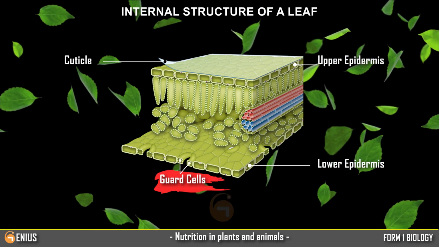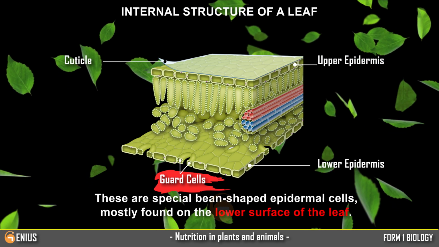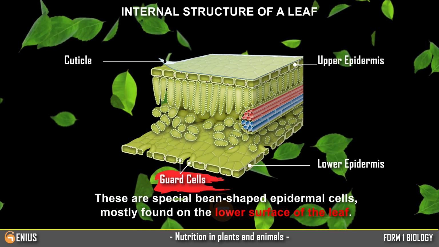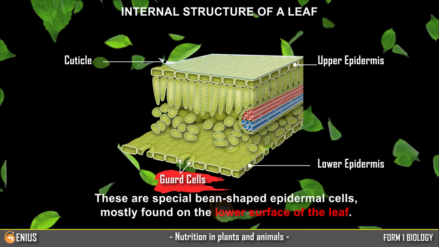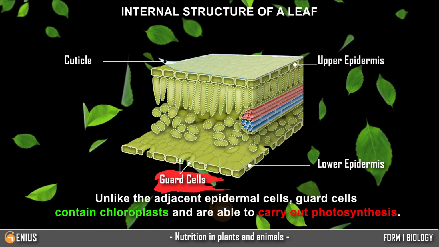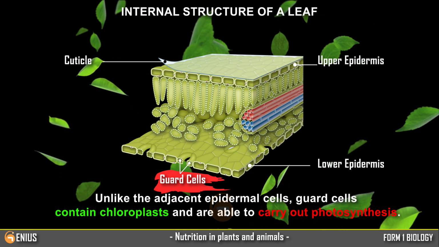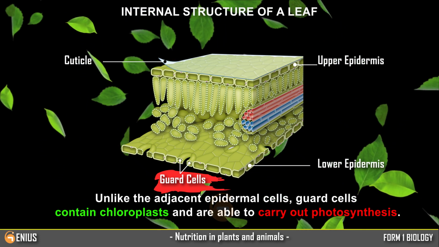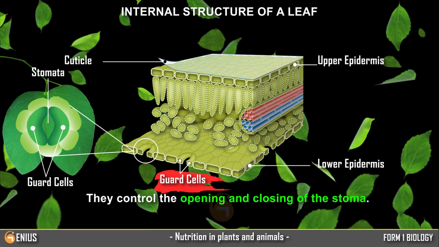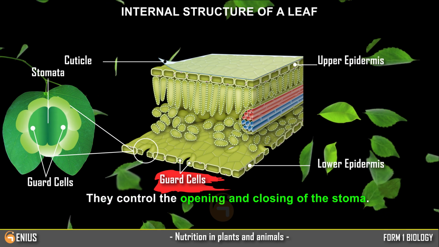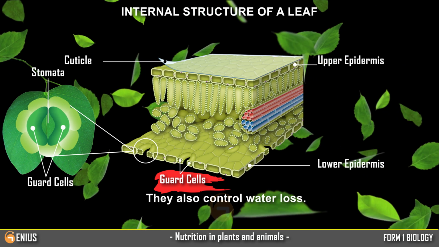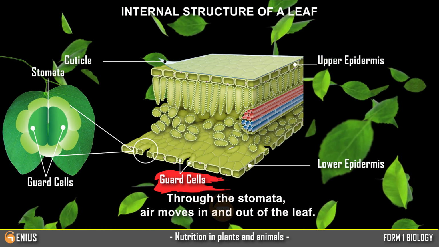Guard cells. These are special bean-shaped epidermal cells, mostly found on the lower surface of the leaf. Unlike the adjacent epidermal cells, guard cells contain chloroplasts and are able to carry out photosynthesis. They control the opening and closing of the stoma. They also control water loss. Through the stomata, air moves in and out of the leaf.